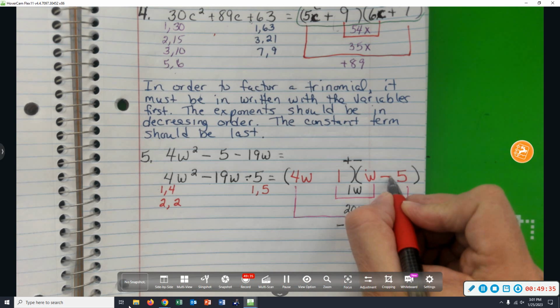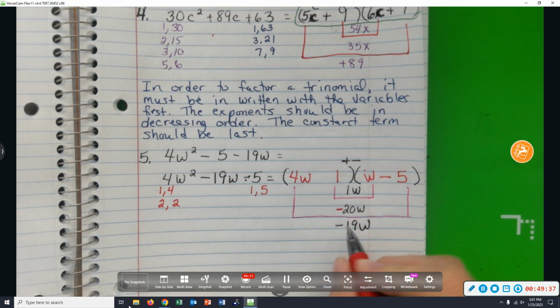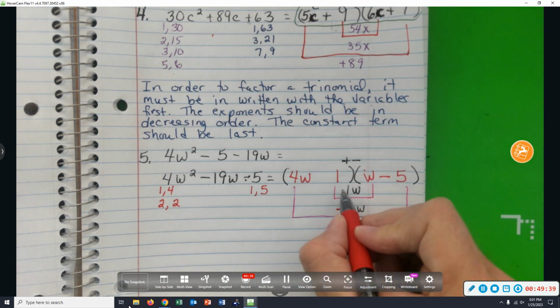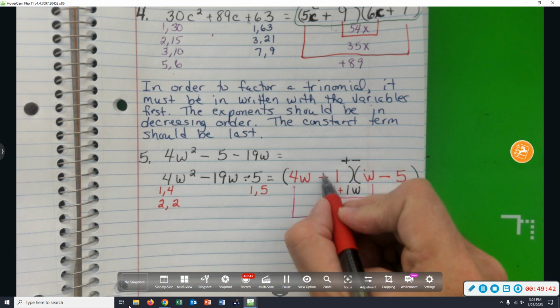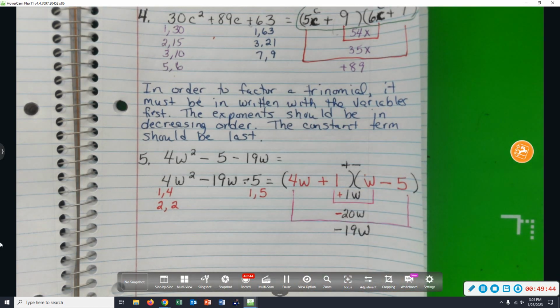You put the minus there, because you would need the 20 to be negative, the 1 positive, like that. So just sort of trace the minus sign going backwards. 1 minus 20 gives negative 19.